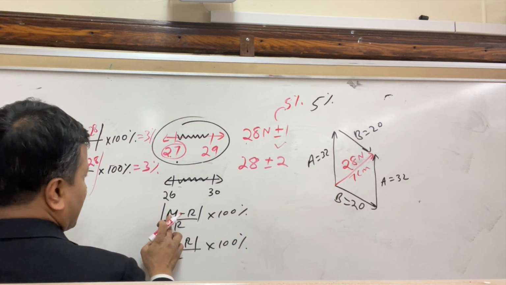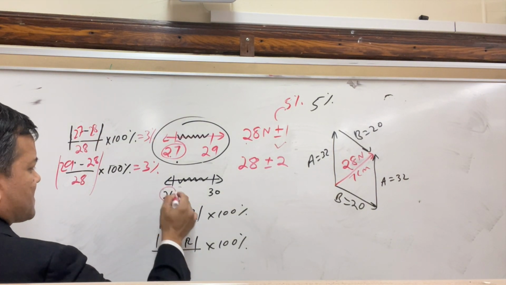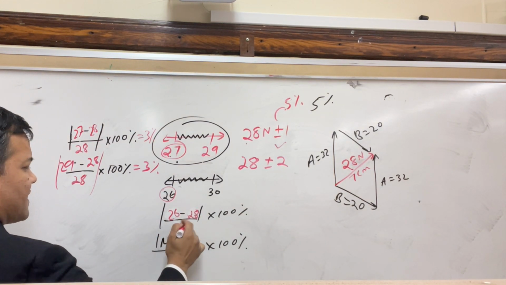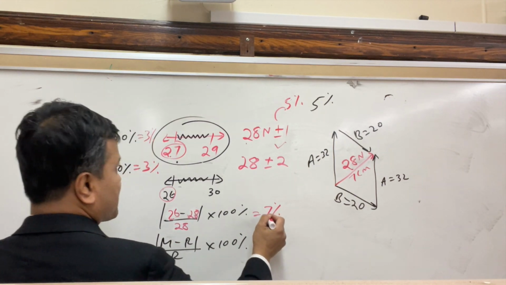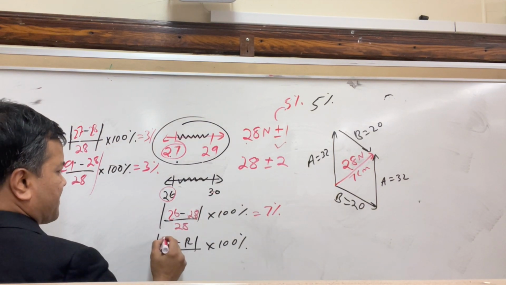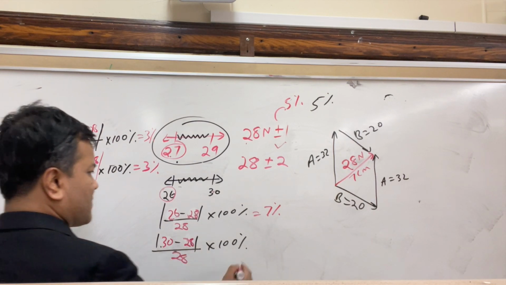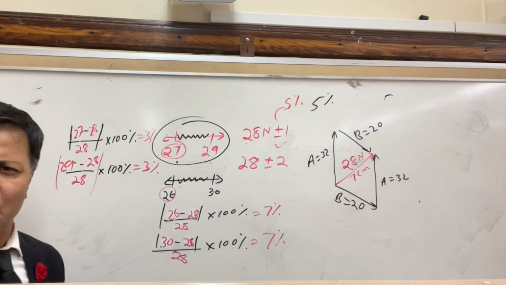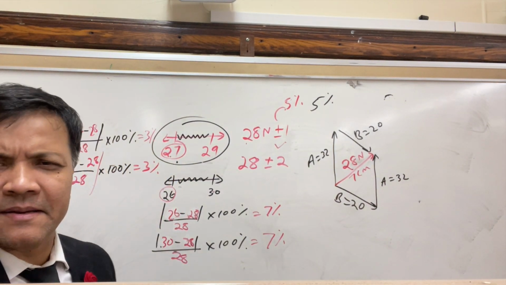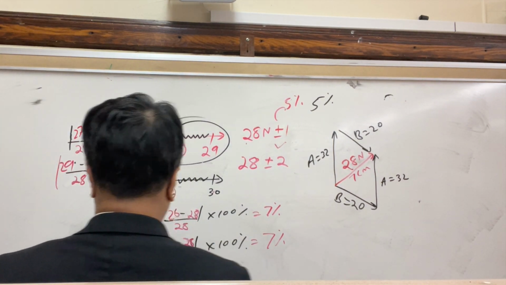Now come over here. This is not good. This is not within 5%. Why? This is 26 minus 28 over 28, and that is going to give you 7%, and 7% is greater than 5%. And this is 30 minus 28 over 28, and this is going to give you 7%, and 7% again is no good. And the one word I ask, that is, of course, human error. Measurement comes with human error.